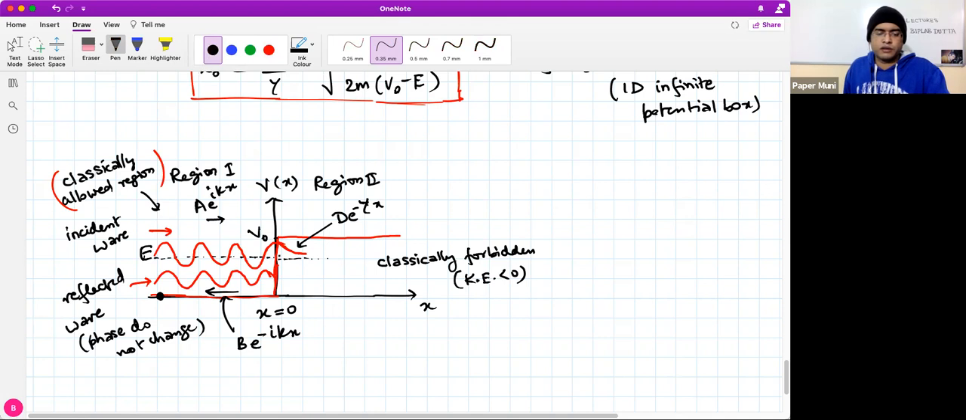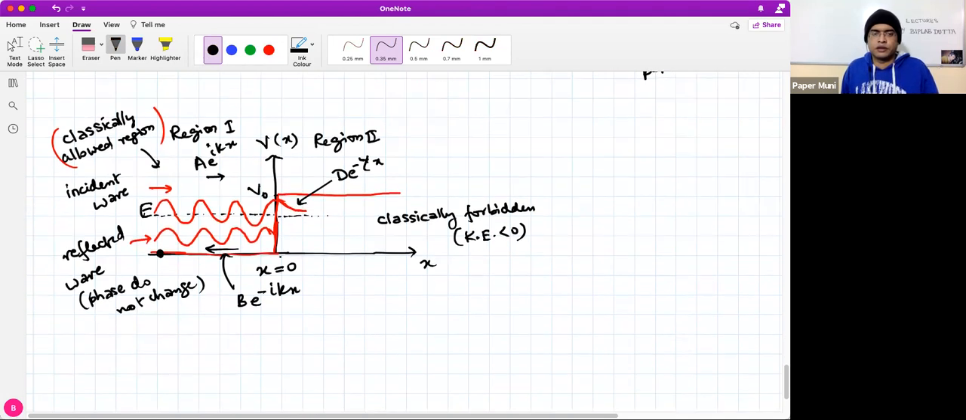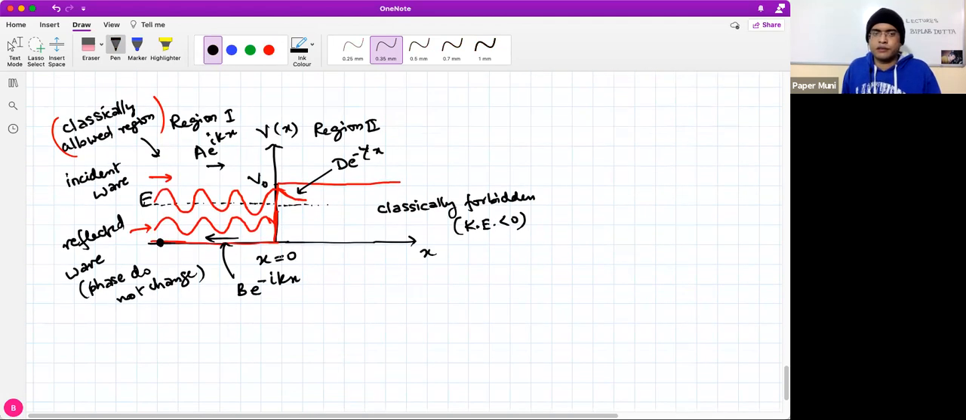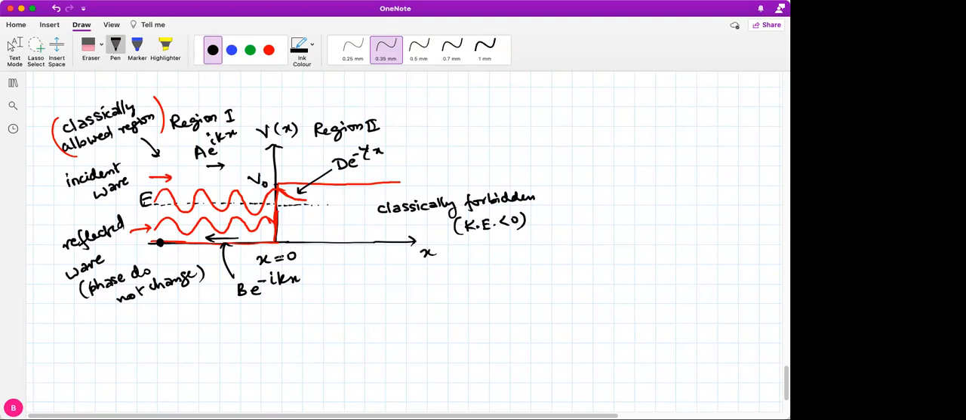Now we can look up a diagram. Have you drawn this diagram? Hello, sir. Yes, sir. Sir, since the flux is coming out to be zero, shouldn't there also be a wave going in the backward direction in region 2?